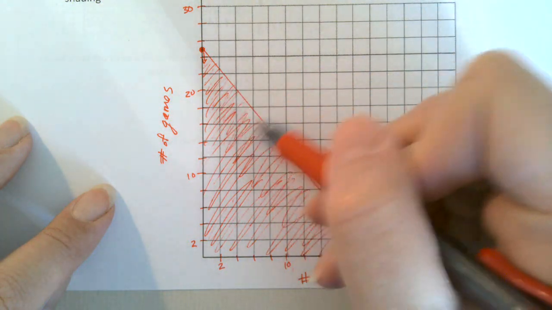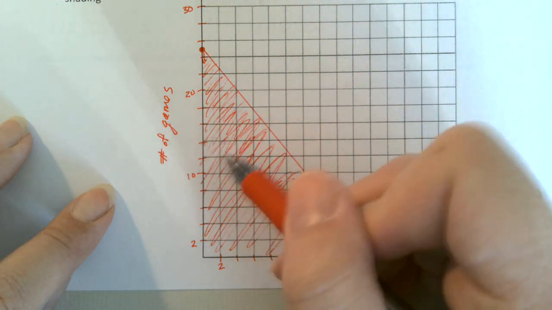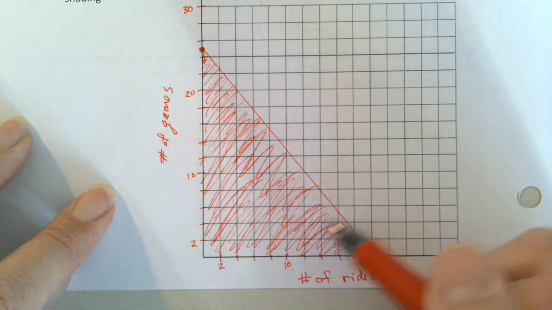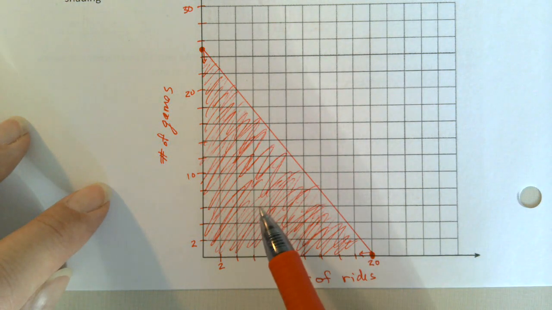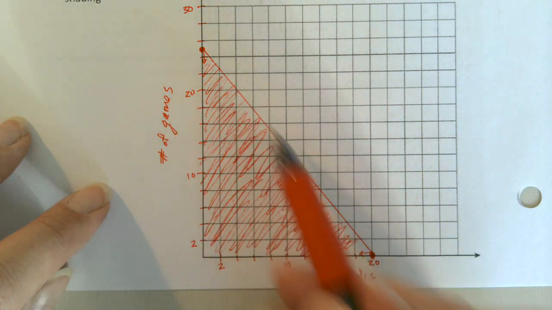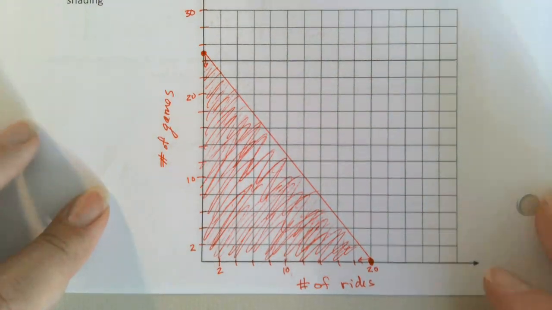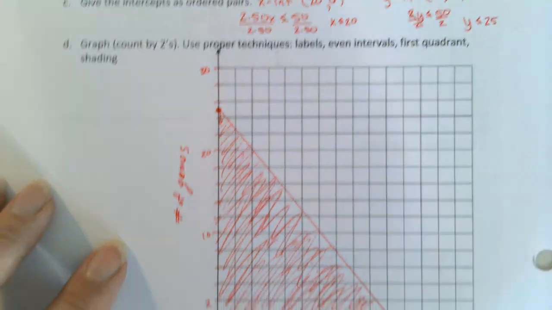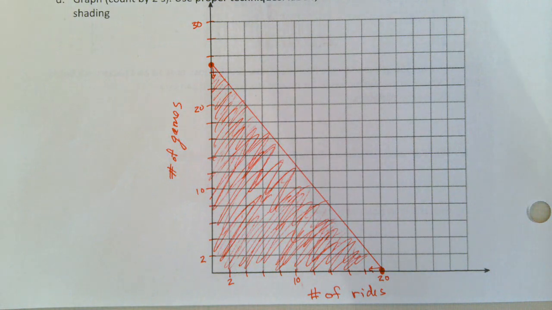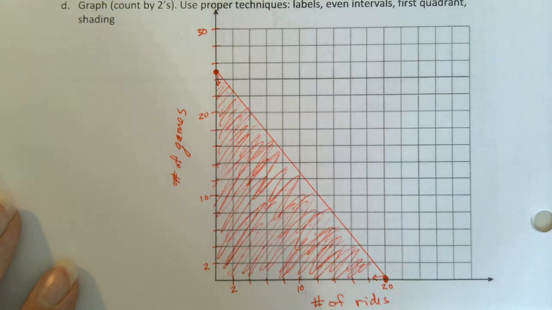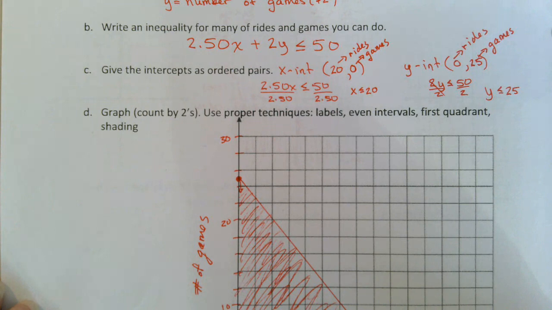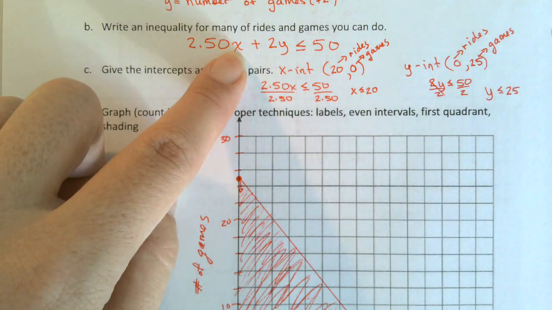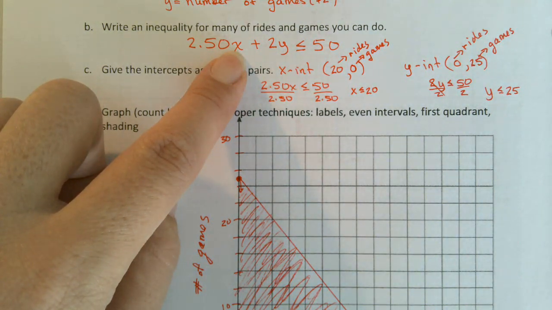So if you wanted to pick anything in the shaded region, on one of the axes, or on the line, that would be something that suffices for how many rides and how many games you can do under $50. Now, does it make sense to have a half or a third of something? We should have all whole numbers, right? 0, 1, 2, 3. So now you could be asked questions, and I know it doesn't ask you this here, but I could say, if you rode five rides, how many games could you do?